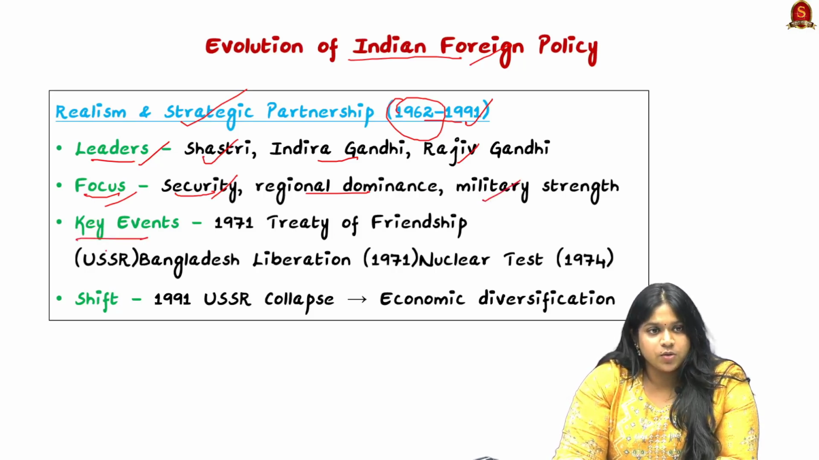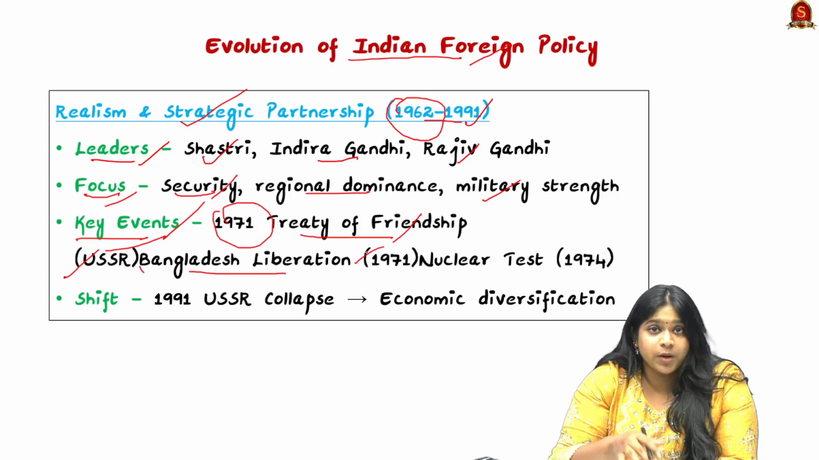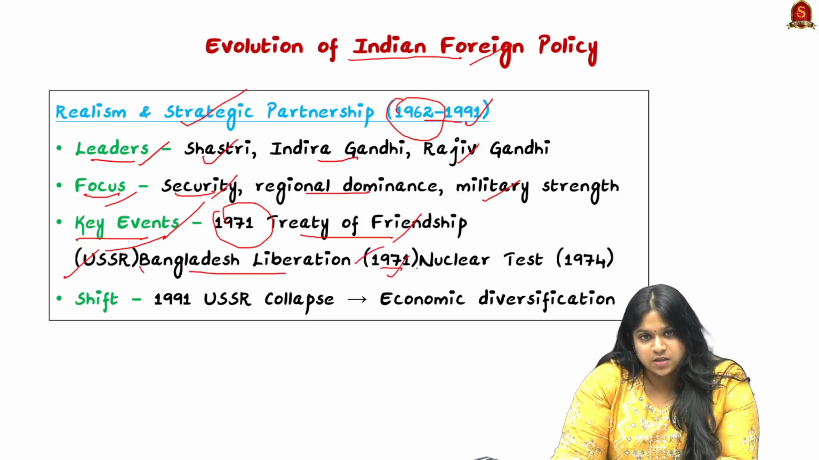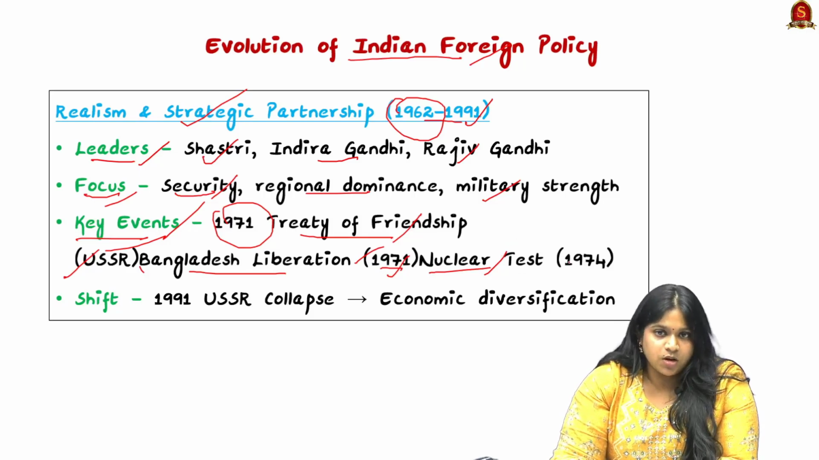Here it included key events such as the Treaty of Friendship signed between India and USSR in 1971, and next the Bangladesh Liberation Movement, where India played a key role in 1971, and India conducted its first nuclear test, Pokhran, in 1974. So these events all enhanced the security, regional dominance as well as the military strength.